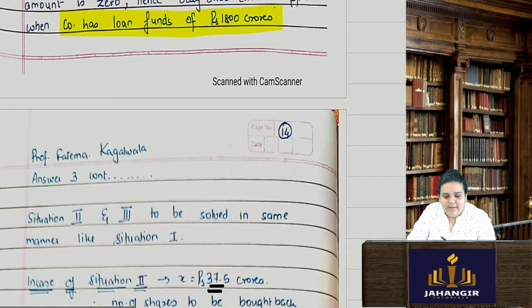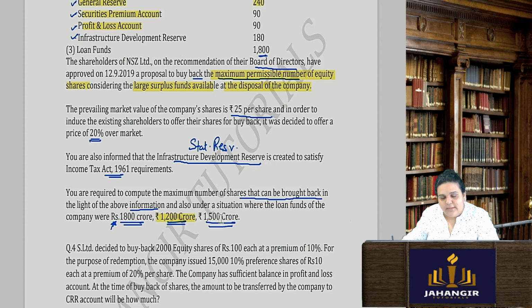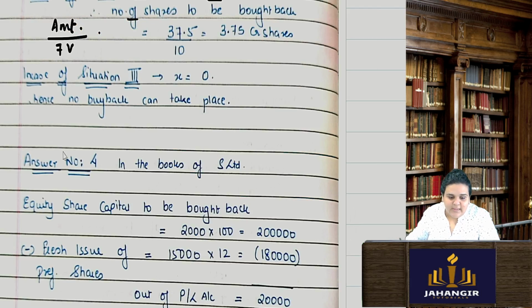Okay, and when the loan funds become 1500 crores, again the same thing, you will get x equal to 0. So the least of the three conditions is 0. Therefore no buyback can take place. Company cannot do a buyback as per Company Act 2013. Am I clear with this sum? It is a very, very important sum.